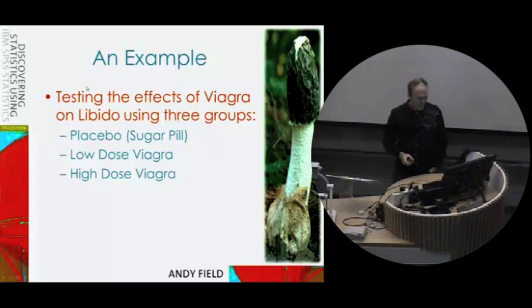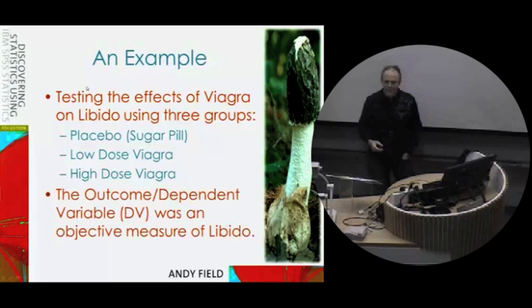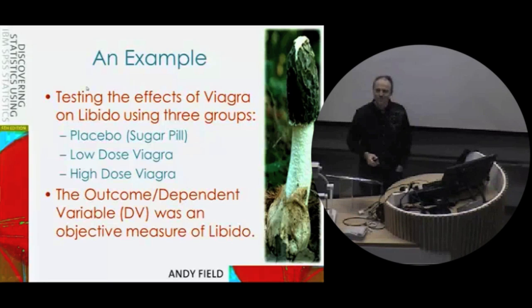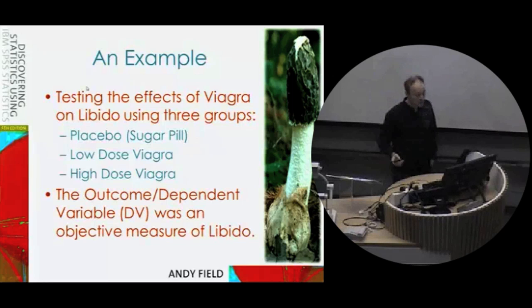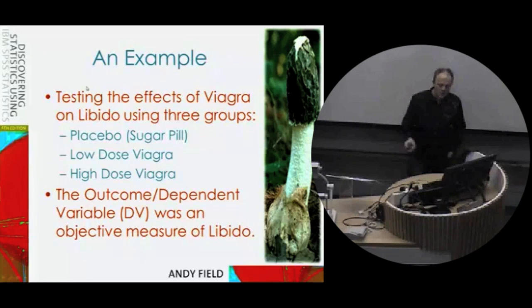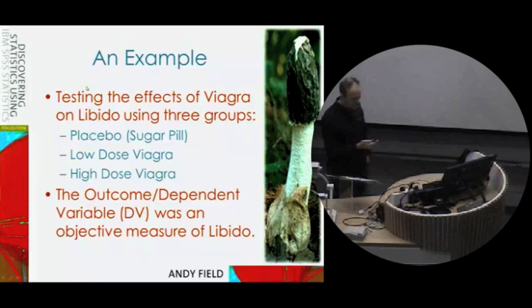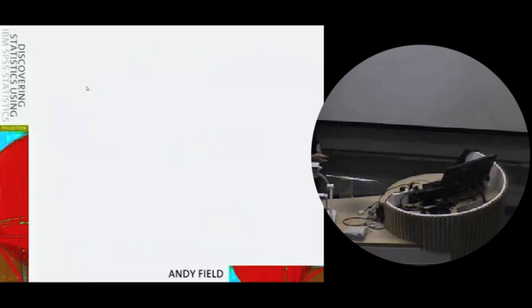So we have 3 groups: the placebo group, who were given a sugar pill, so they may have thought they were taking Viagra, but they weren't. And then we have 2 different doses of Viagra. To keep things simple, I've called them a low dose and a high dose, because that allowed me to avoid having to work out what a dose of Viagra would be, because I don't have a clue. So the outcome variable, or dependent variable, if you want to use that terminology, was some kind of measure of libido. So let's say a self-report, some kind of psychological measure.